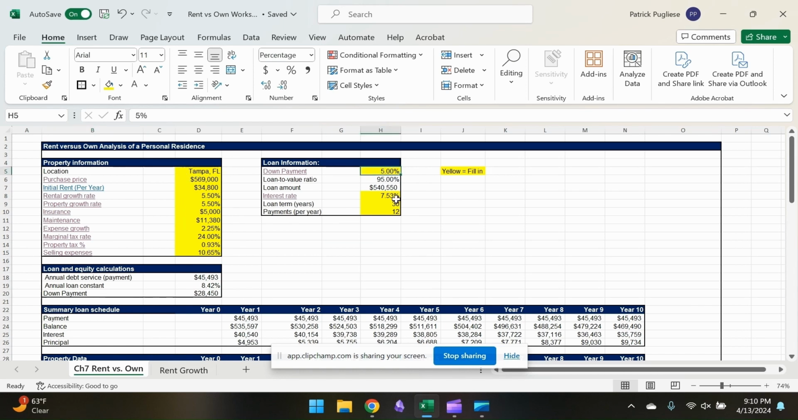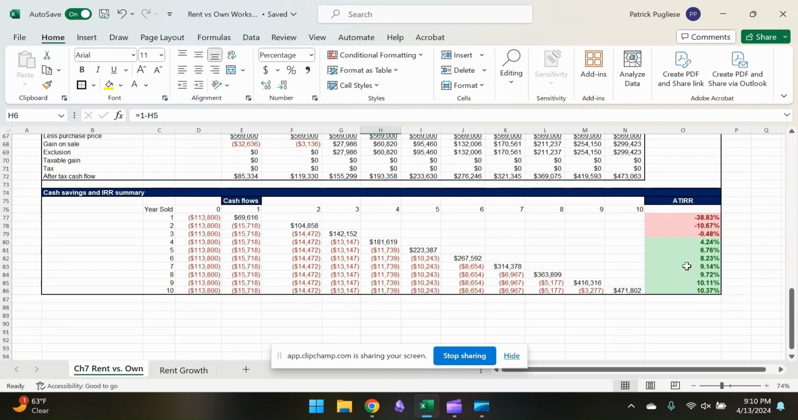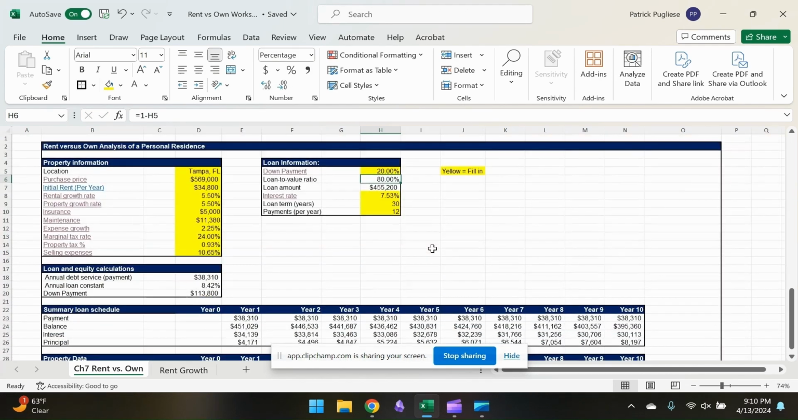Different down payments can have a different effect. And you can just play around with the numbers and see what option would be the best for you in your given situation. And obviously, the better the research, the better the assumptions, the more accurate you're going to be.